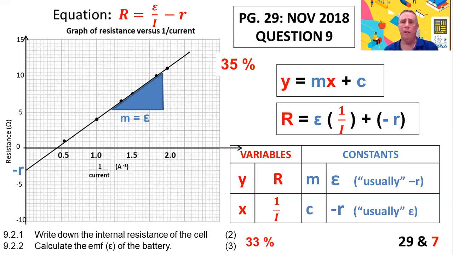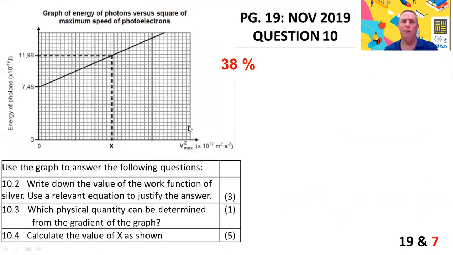Now, another bad example on page 19, the photoelectric effect graph, the worst answered question in the November 2019 paper, question 10, national average 38%. Now, people were used to the graph, which had energy versus frequency, but again, the examiner turned the graph on its side, so it looked different. But it's not difficult if you simply follow the proceedings.